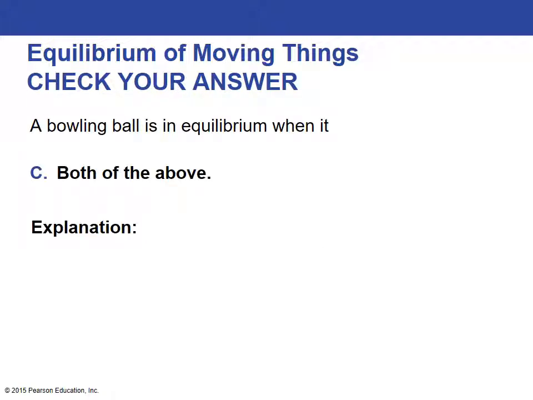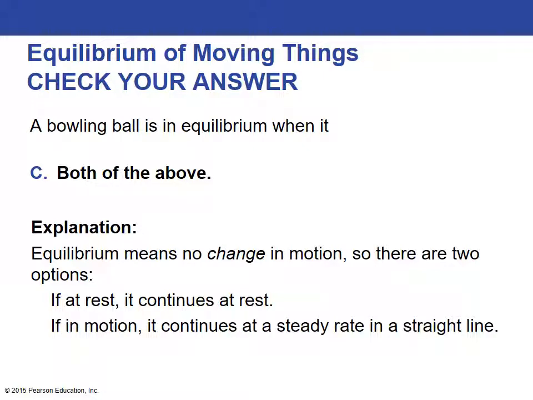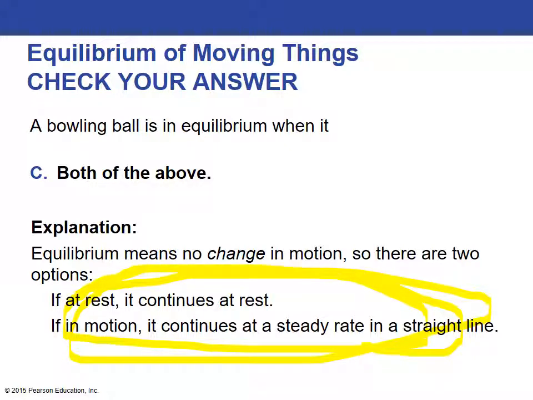It is at equilibrium either when it is sitting still or moving in a straight line with no change in speed or direction. Equilibrium does not mean an absence of motion. It means that there is no change in motion. If it's at rest, it stays at rest. If it's in motion, it stays in motion. What is this? This was in the last lecture. This is Newton's first law. An object at rest stays at rest. An object in motion stays in motion.